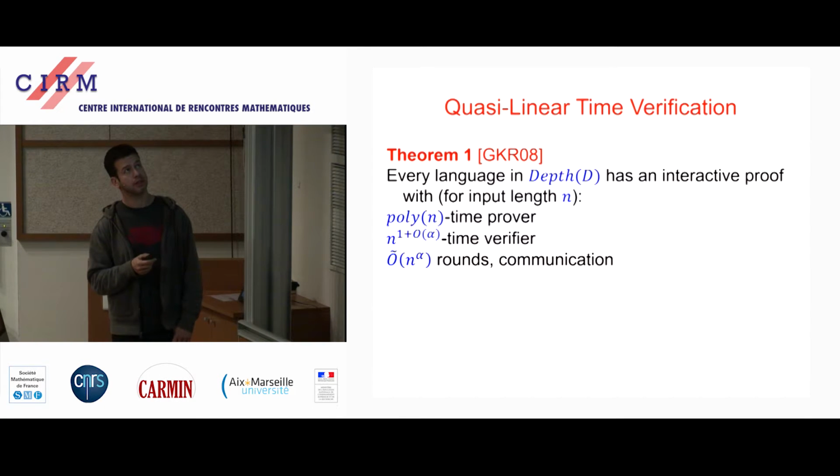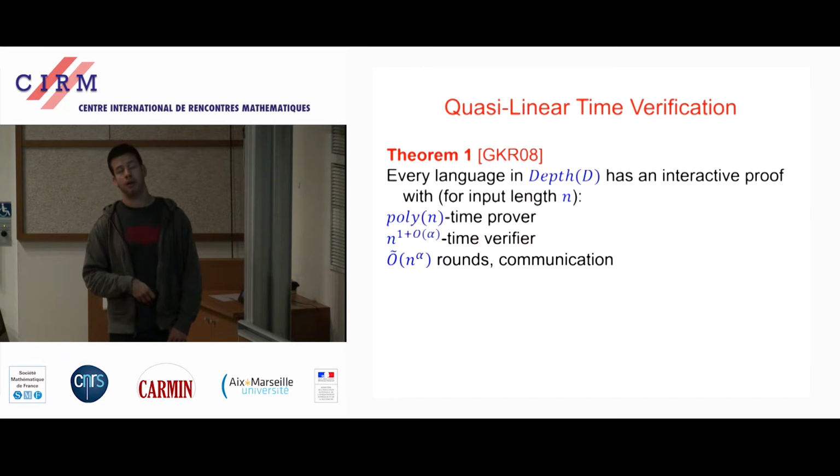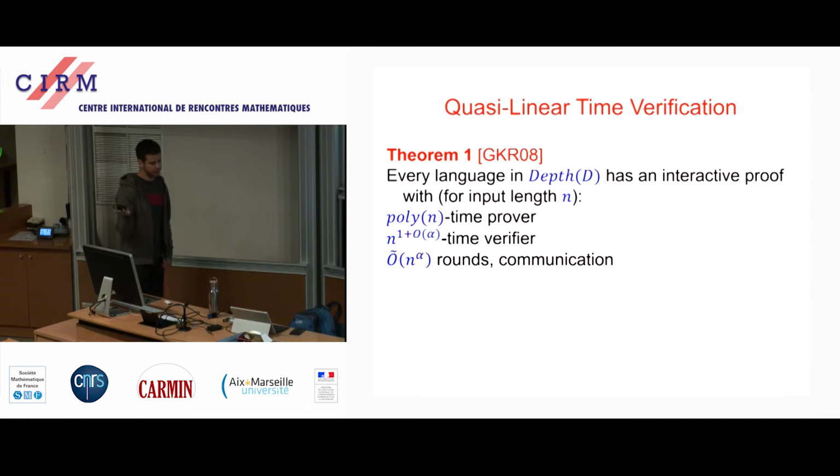So, this is a theorem with Goldwasser and Kalai from that first paper. Show that every language computable, sorry, I forgot to replace this, this should be n to the alpha. So, any language computable in depth n to the alpha, so small polynomial depth for alpha that even approaches 1, or actually this is for any alpha as it's written here, we have an interactive proof.